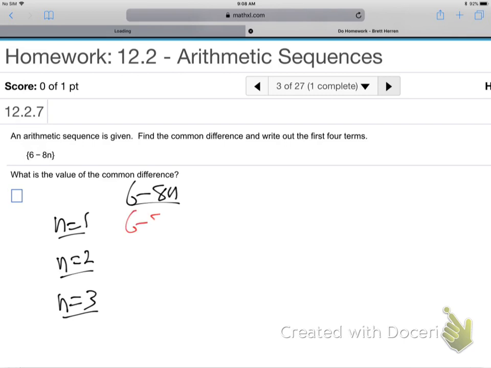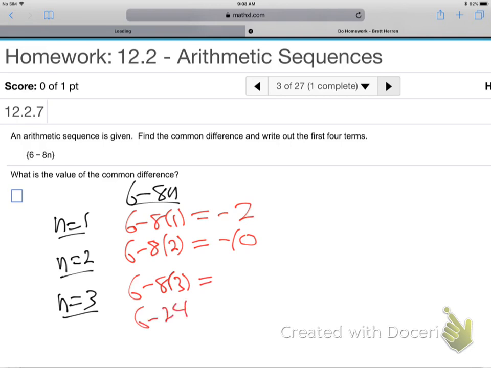All right, so we plug in 1. What's that, negative 2? 6 minus 8, negative 2? Plug in 2. Was that minus 10? Plug in 3. That's 6 minus 24, minus 18. And on you go. So negative 2, negative 10, negative 18, etc. First number's negative 2. Second number's negative 10. Third number's negative 18, etc., etc.